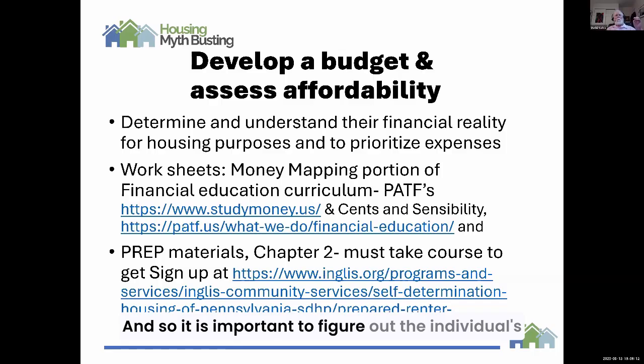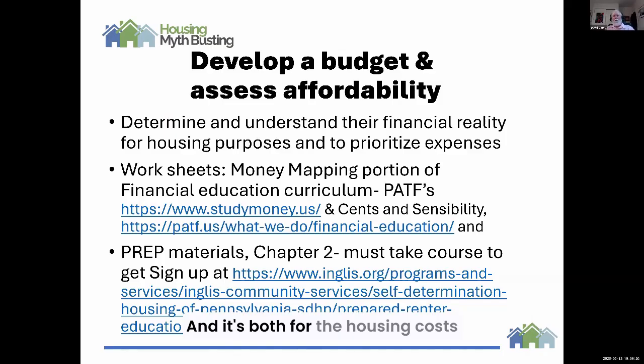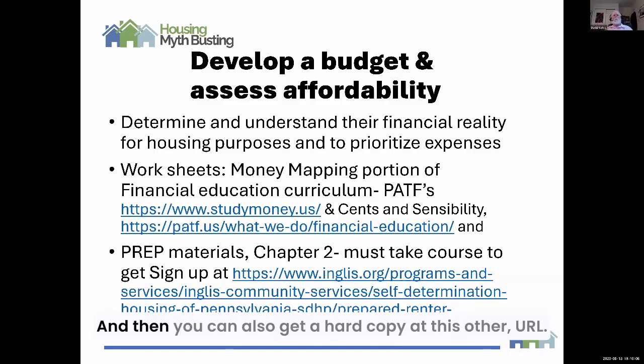And so it is important to figure out the individual's budget, and not just what the family can put towards this, but also what income they have to put towards this. And it's both for the housing costs and for the utilities and for food. These all have to be figured out. On this slide, I've put here resources that are excellent in this regard. So one is the Financial Education Curriculum by the Pennsylvania Assistive Technology Foundation. And there's two websites there. The Study Money, which is an online version of the educational program, so you can follow that online rather than printing out something. And then you can also get a hard copy at this other URL.